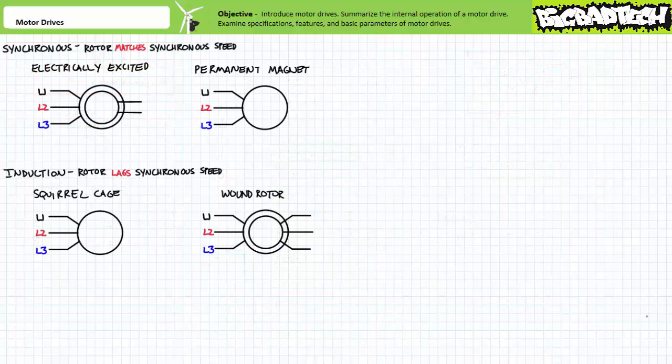Returning to the topic at hand, note the synchronous speed is the speed of the rotating magnetic field produced by the stator and not the actual speed of the rotor. This may take some explanation.